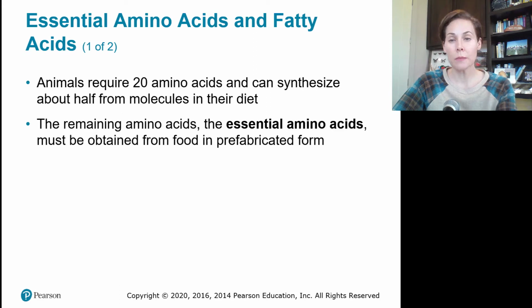So animals require 20 amino acids, and we can make about half of them from the molecules in our diet. The remaining amino acids are essential amino acids, and we have to eat them in order to get them into our body.